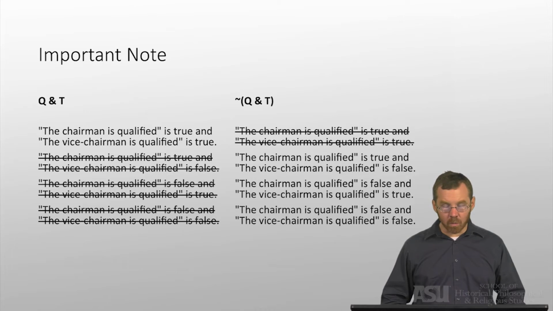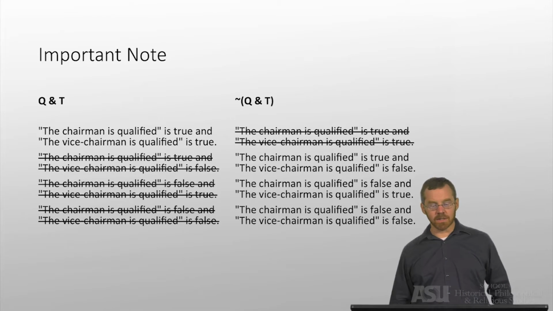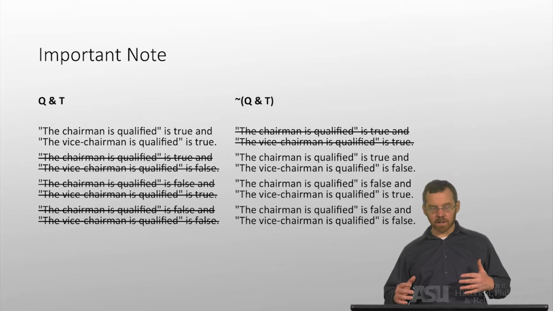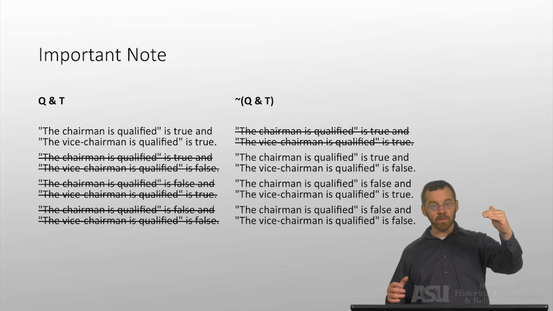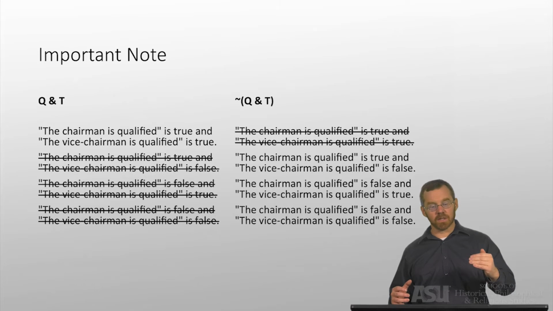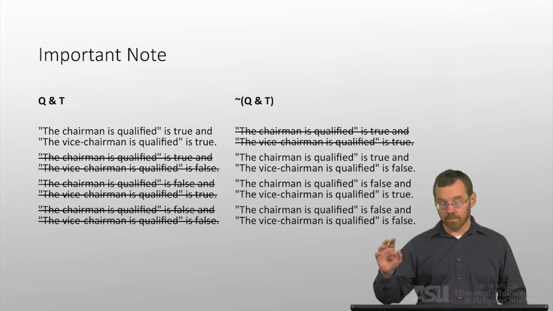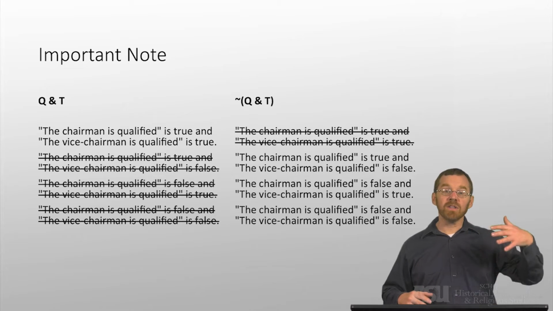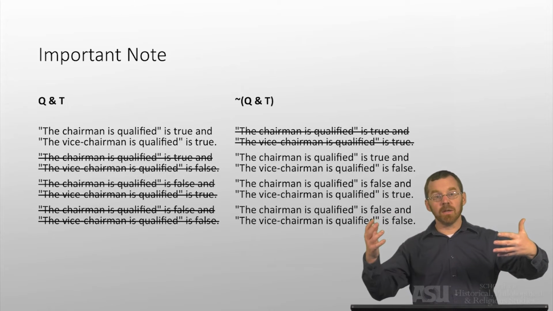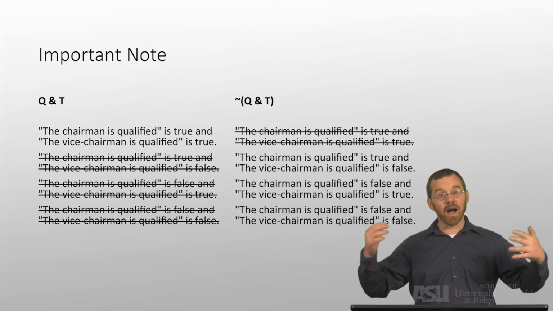Now notice something important. Why are we able to do this? It's because of the following. Notice that Q ampersand T and tilde, parentheses, Q ampersand T, close parentheses, are in a sense opposite. Q ampersand T leaves one thing open and eliminates the other three possibilities. Tilde, parentheses, Q ampersand T, close parentheses, eliminates the first possibility and leaves all the others open. So everything that one leaves open, the other eliminates. Everything that one eliminates, the other leaves open.